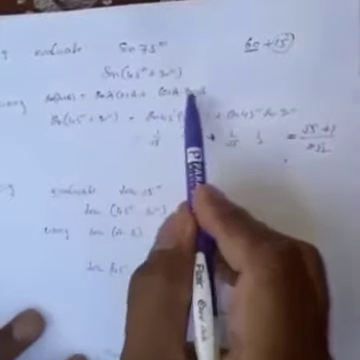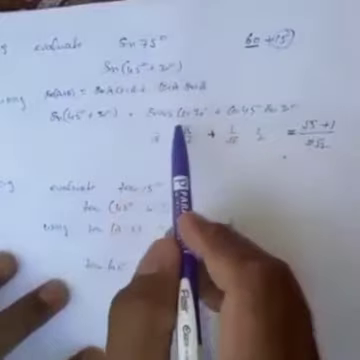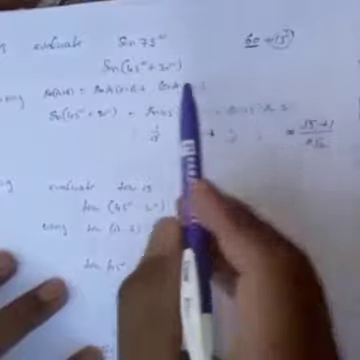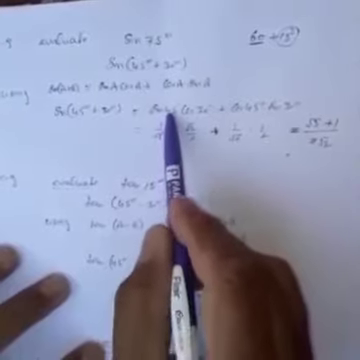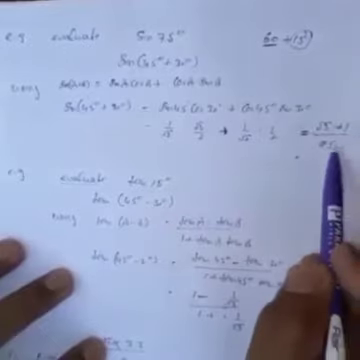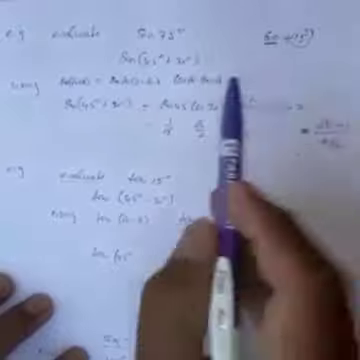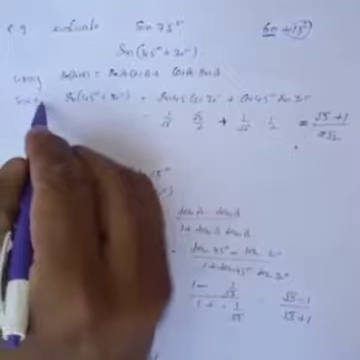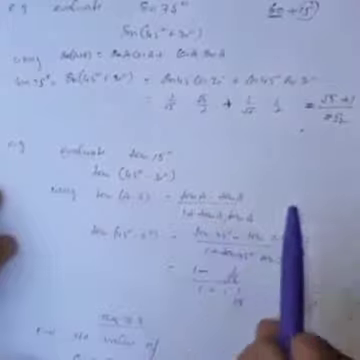Use this formula and put the values here. It is equal to, using this formula, sin 45 into cos 30 plus cos 45 into sin 30, putting values of A and B, and put the values from the table. Sin 45 we know is 1 upon root 2, cos 30 is root 3 by 2. Put these values and simplify. So we get the value root 3 plus 1 upon 2 root 2. This is the value of sin 75 degree. I hope it is clear to you.